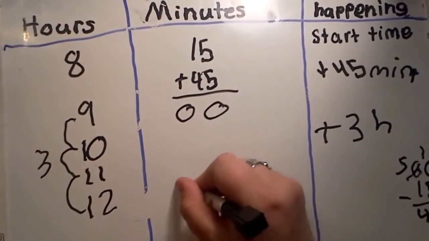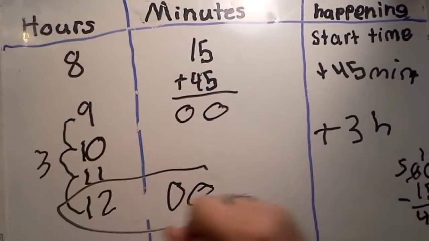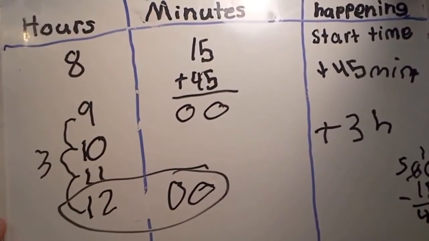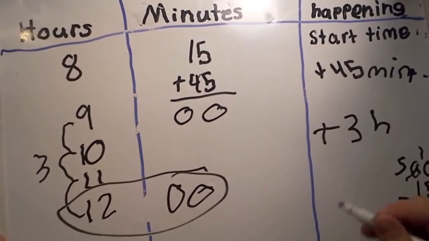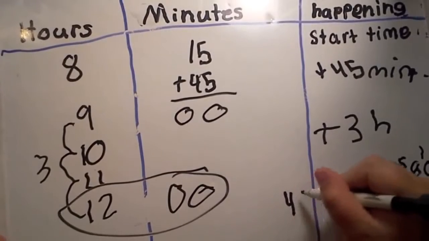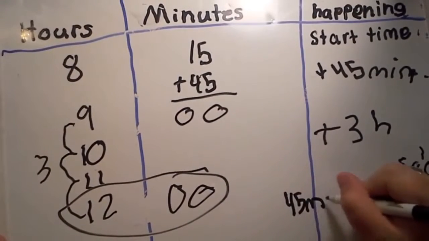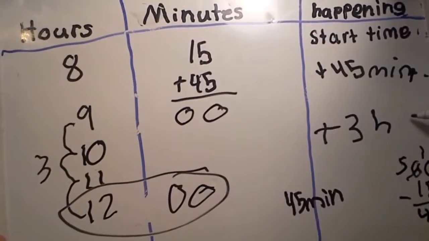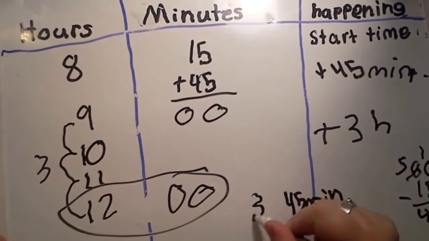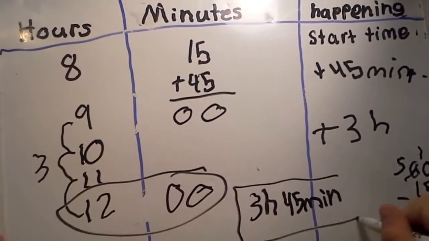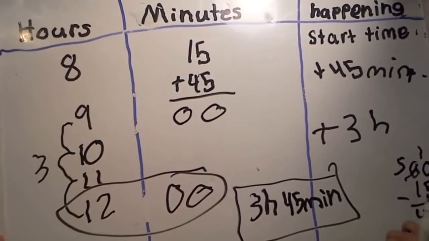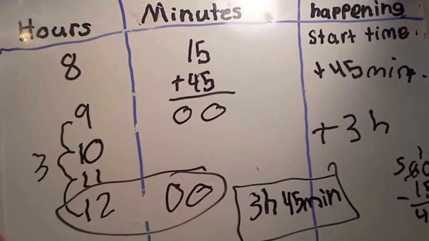Now that we got to 12 o'clock right here, we're going to look in our what's happening column. Well, I see that I started at 8:15. I added 45 minutes, so let me write that down. 45 minutes. And then I added 3 hours. So this is going to be the answer, 3 hours and 45 minutes. That's how long Christian's game lasted.